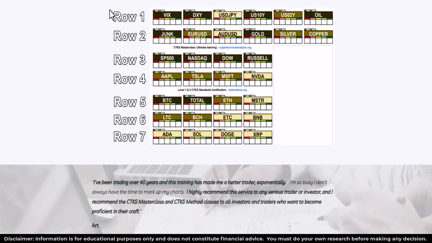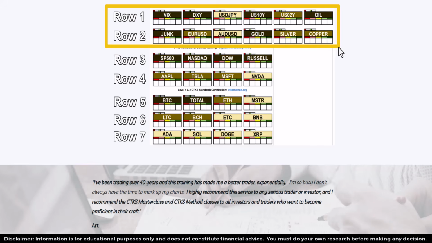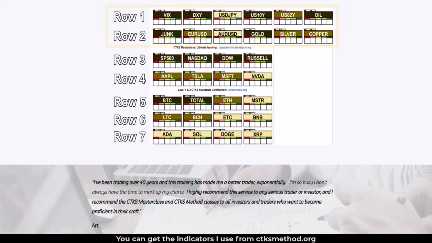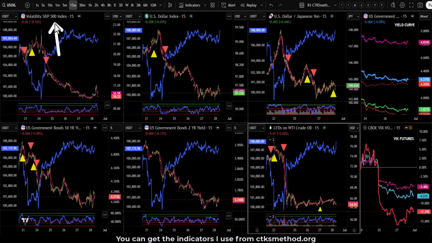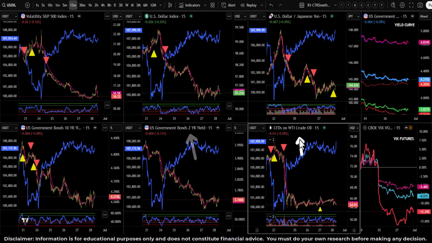As all markets are intercorrelated and interconnected, we're going to look at Row 1 and Row 2 through the templates provided in the profiting course. Row 1 is the VIX, the DXY US dollar currency index, the dollar-yen combo, the 10-year, the 2-year, and oil. What you'll notice is that here we've got Bitcoin as this blue line on the back of all of these charts. Now, why do we do this?